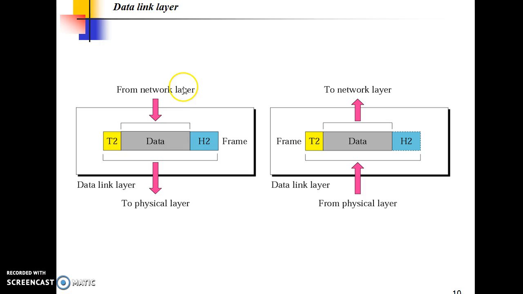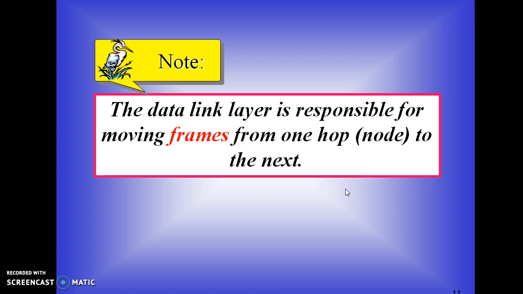Means at the source station, whenever the network layer passes the data to the data link layer, it is divided and each unit is called a frame, and the data link layer will pass that information or data to the physical layer. Here it will act vice versa. So here the frame is very important, because the basic unit of data in the data link layer will be the frame.